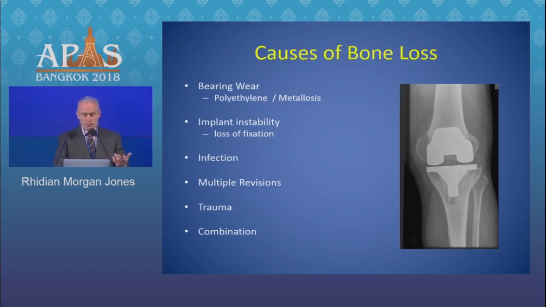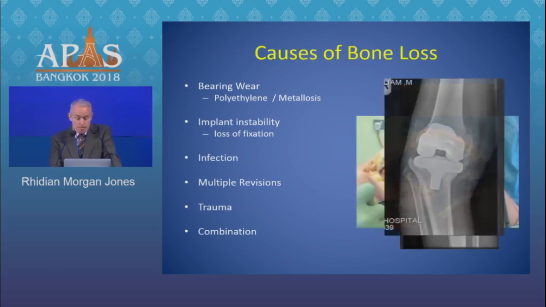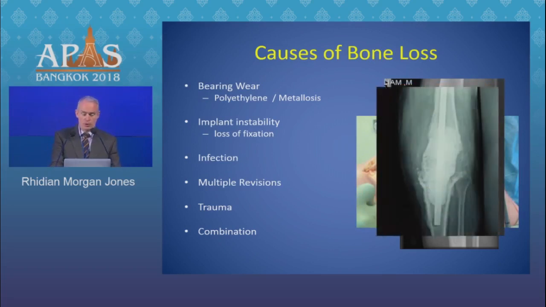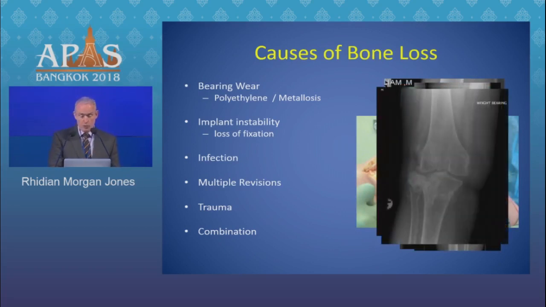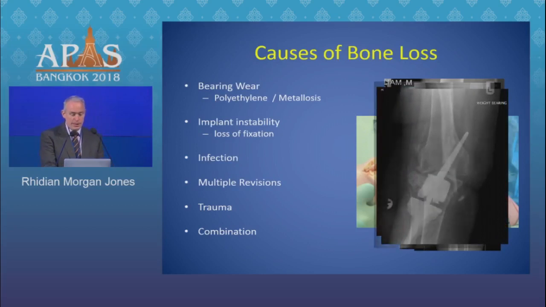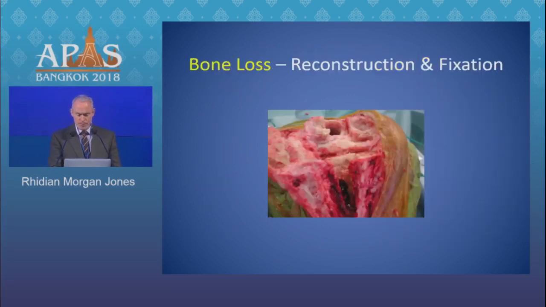So the causes: polywear, less so these days, but certainly if you have a practice that does revision, you'll see long-time patients coming back. Metallosis, instability, loss of fixation. Infection always comes with bone loss. The multi-revised knee, which is common in my practice. The trauma patients always give you a little headache. And sometimes a combination of everything: infection, multi-revisions, and well-intentioned previous surgery. But as I said, bone loss is a matter of reconstruction and fixation. The two go hand in hand.